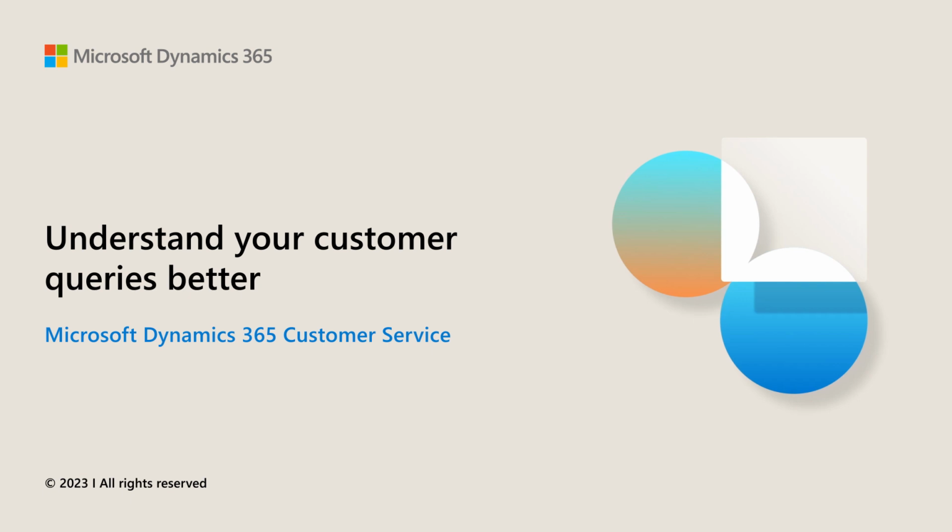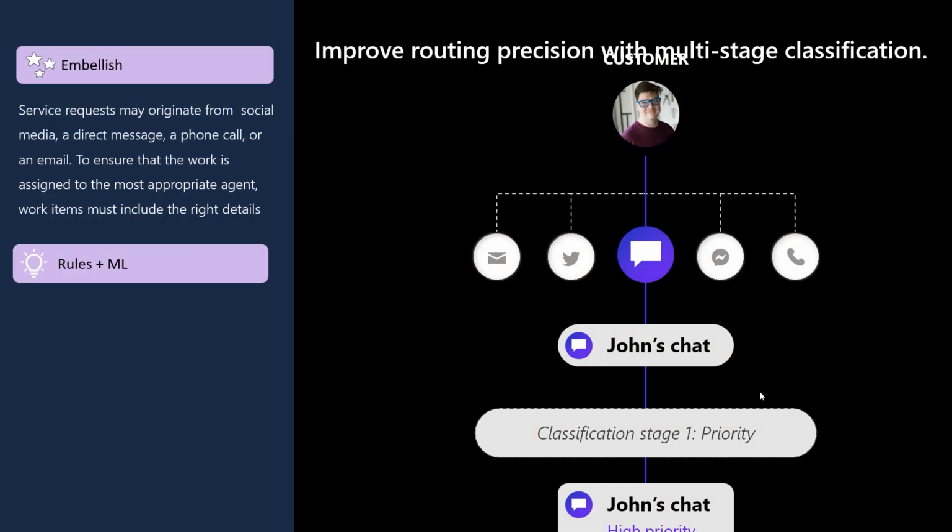After the work intake, the first thing that happens to the work is classification. The customer of today interacts on multiple platforms. Service requests may originate from a social media post, a direct message, or an email. To ensure that the work is assigned to the most appropriate agent, work items must include the right details.